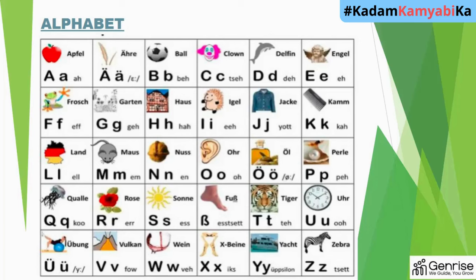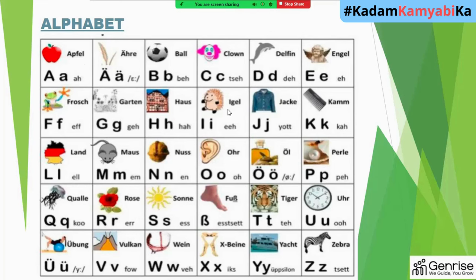Now I'll do a quick recap, repeating all these words. Please repeat after me one by one. Apple, error, ball, clown, dolphin, angle, frosh, garden.